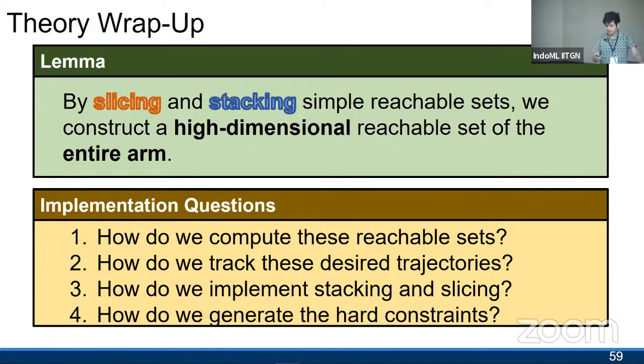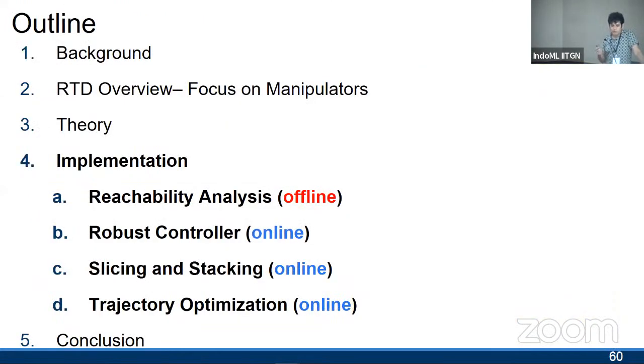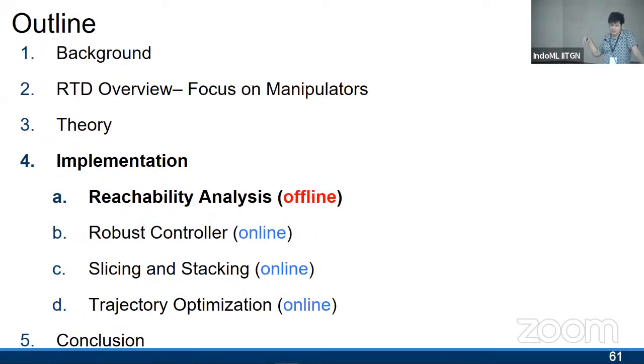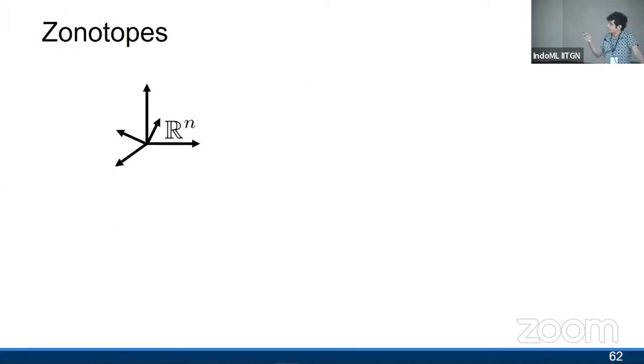So I'm running out of time here. I only have 5 minutes left. So what I'm going to talk a little bit about is just how we do this reachability analysis to generate that joint reachable set. And then I'll talk about the rest of it in more detail if you come up to me after this presentation. The way that we're going to do this is by using an object called zonotopes.